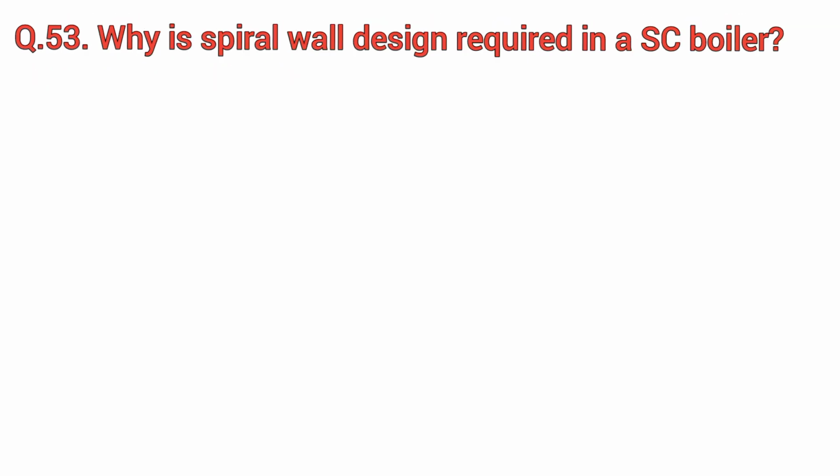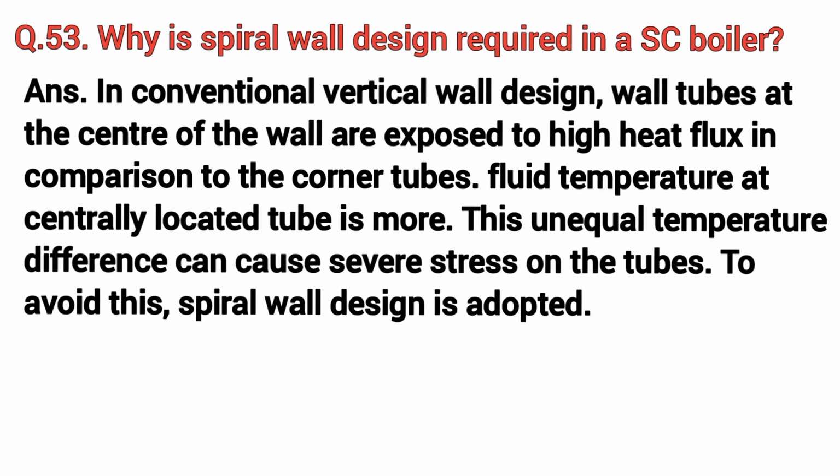Why is spiral wall design required in a SC boiler? In conventional vertical wall design, wall tubes at the center of the wall are exposed to high heat flux in comparison to the corner tubes. Fluid temperature at a centrally located tube is more. This unequal temperature difference can cause severe stress on the tubes. To avoid this, spiral wall design is adopted.